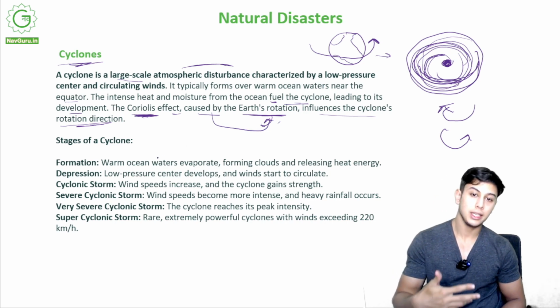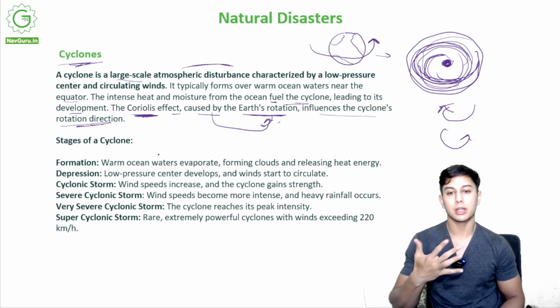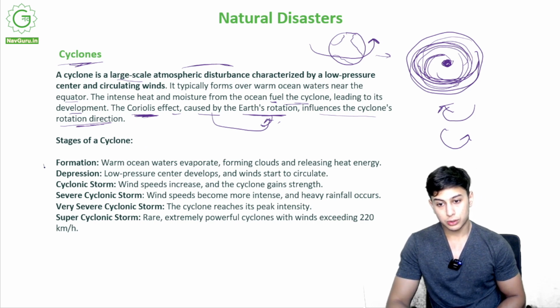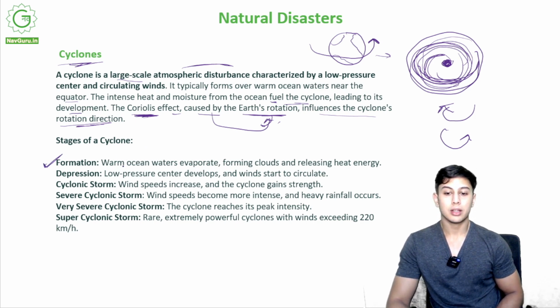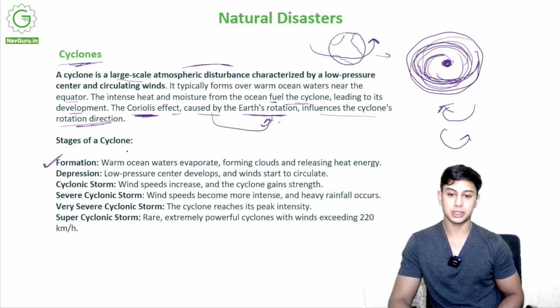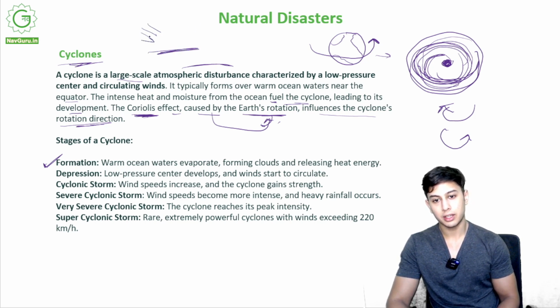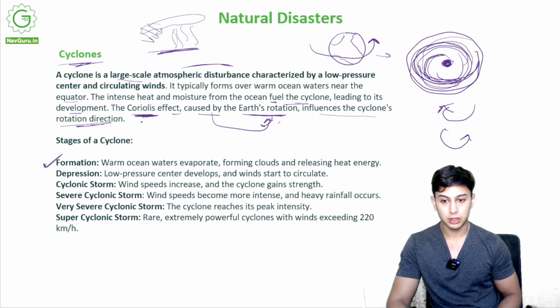Now we will see how a cyclone is formed. What are the stages of a cyclone? First one is the formation of the cyclone. Warm ocean waters evaporate. If there is this ocean water, it receives a lot of sunlight, right? It is getting warm and the water starts evaporating, forming clouds and releasing heat energy. So there are clouds being formed over the ocean.